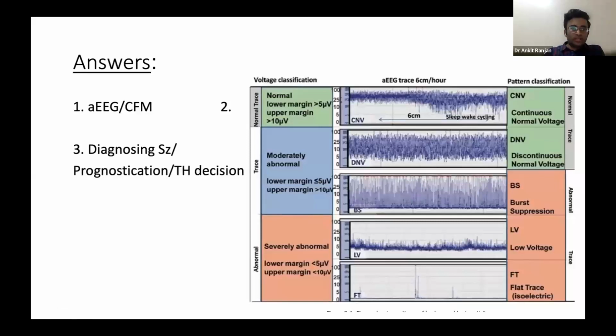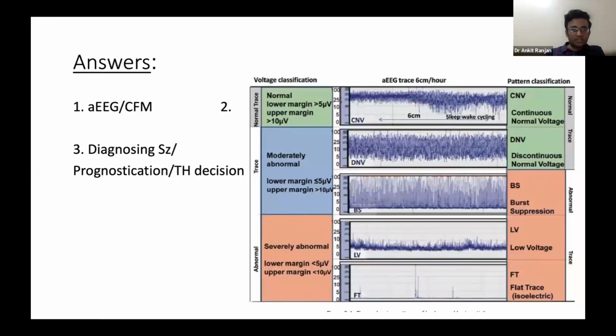So three utilities of this procedure: obviously we can diagnose seizures, electrographic seizures, and it can help in long-term prognostication also. In this baby, the background pattern was showing burst suppression pattern, and the baby had seizures also at 60 hours. It is said that if within 48 hours a normal sleep-wake cycling doesn't come back, it is associated with poor prognosis, and the baby was encephalopathic also.